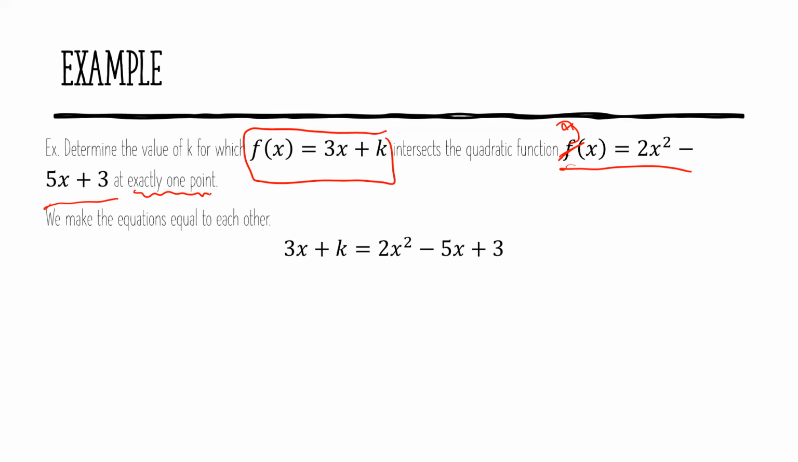To solve this equation, the intersection between the line and the quadratic, you have to bring everything to one side. So you're still going to do that. I would suggest bringing it over to the right-hand side. So I'm going to bring the 3x over, and I'm going to bring the k over.